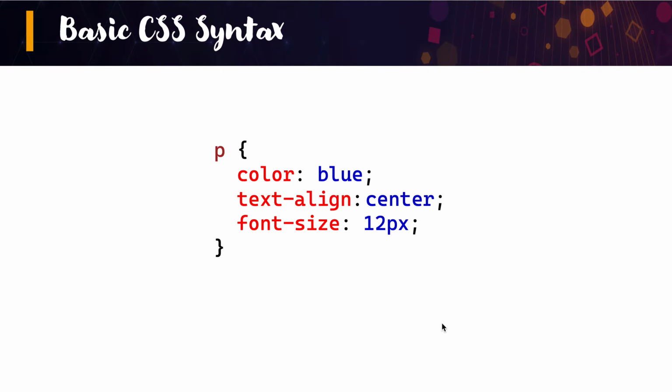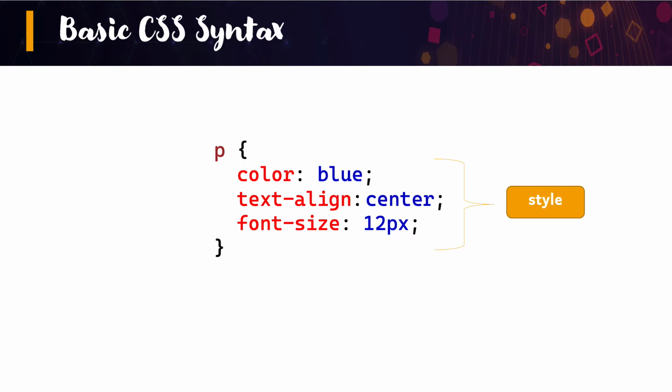Okay, let's look at the basic CSS syntax. On the screen, you have some text that says P, open bracket, color, colon, blue, semicolon, text-align, colon, center, semicolon, font-size, colon, 12px, semicolon, followed by a closing bracket. What is this? This, friends, is the style definition. A very simple style definition. Let's look at various aspects of this.